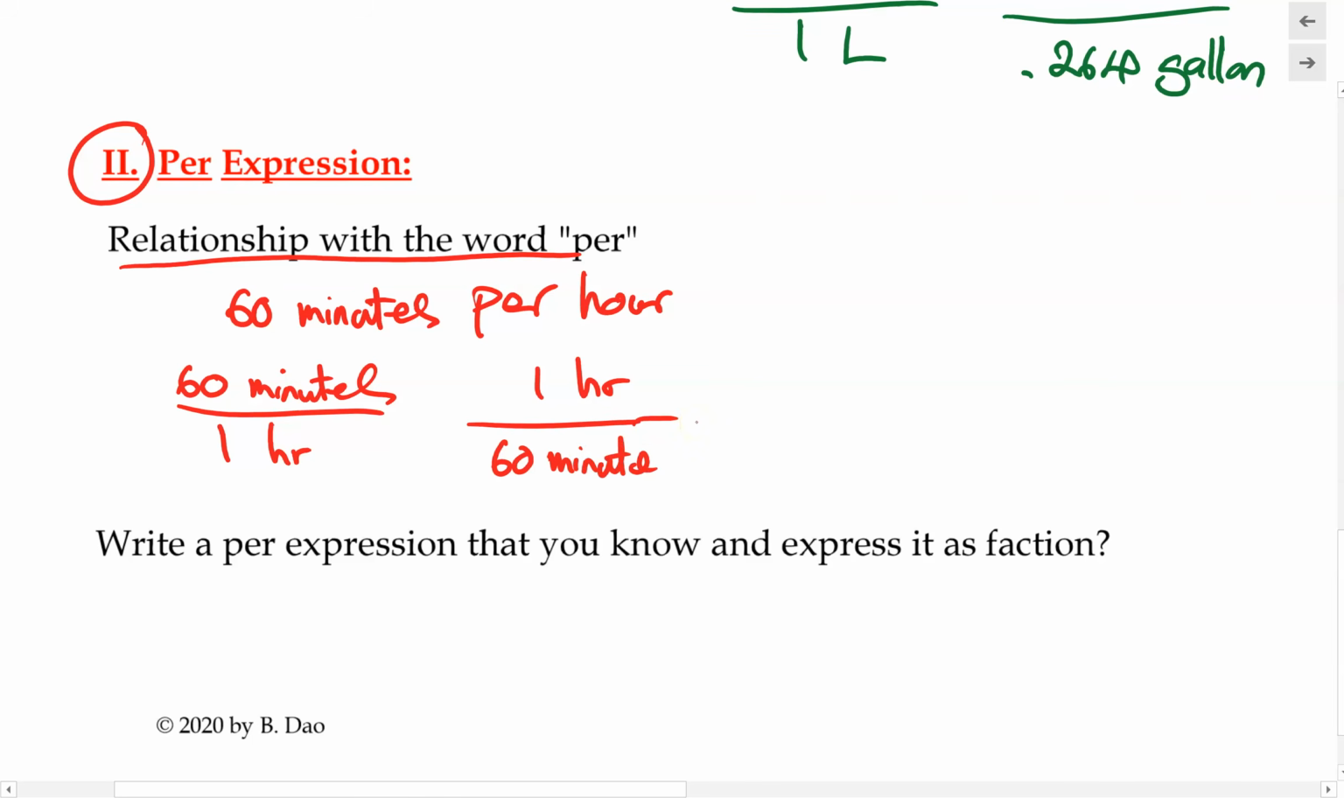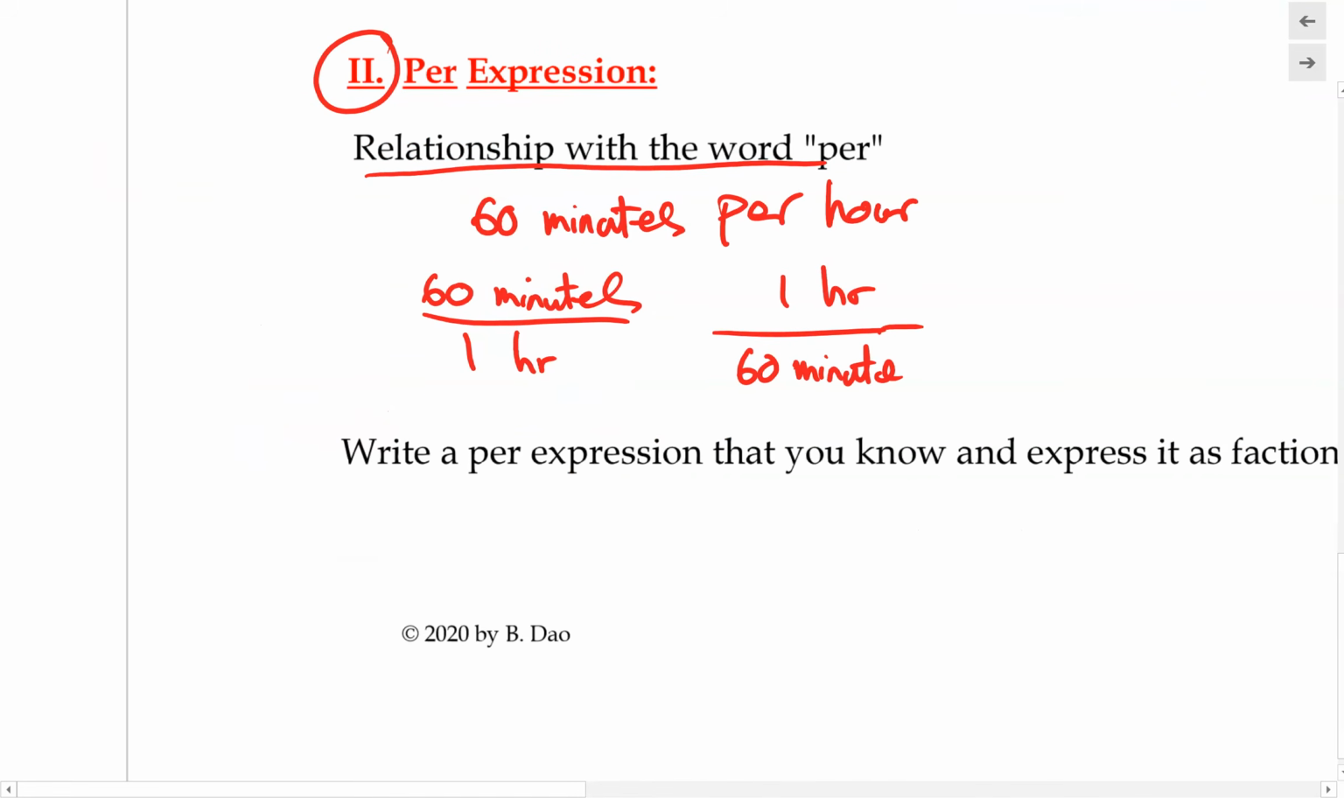Make sure the 60 goes with the minute and the 1 goes with the hour. Do not only swap the units but not the value. For example, if you were to write 1 minute over 60 hours, that would be wrong, right? Because this is an example where someone swaps the unit but does not swap the value. So this is wrong. 1 minute is not equal to 60 hours.